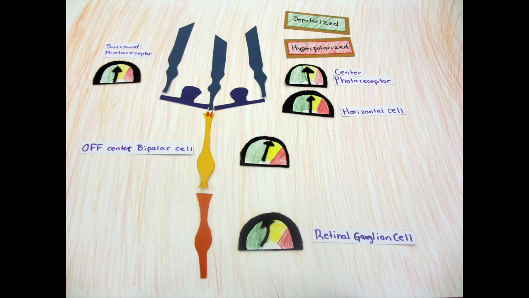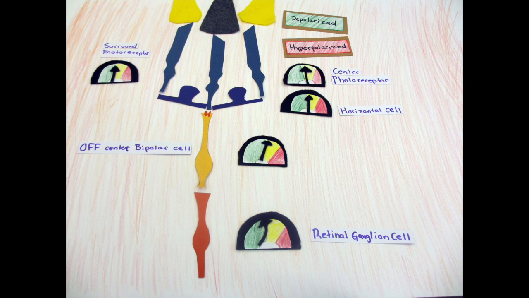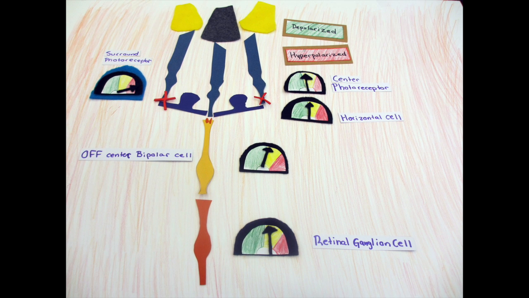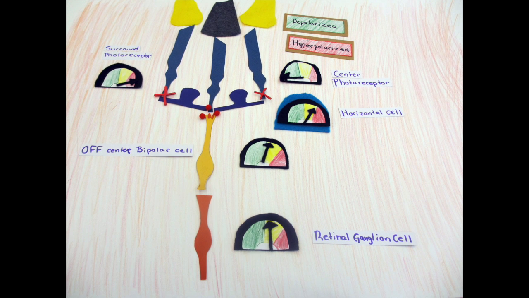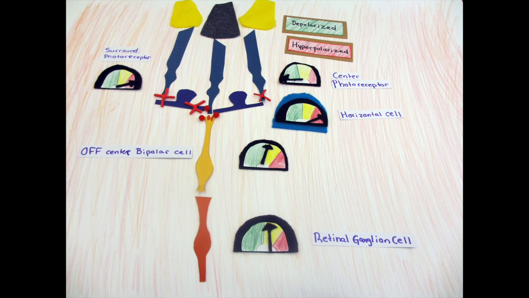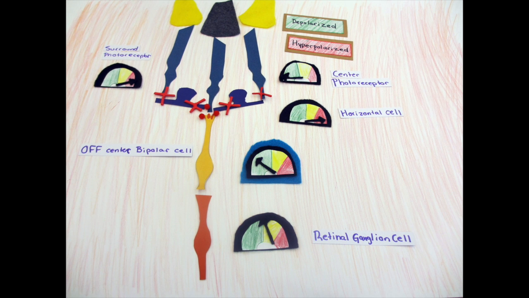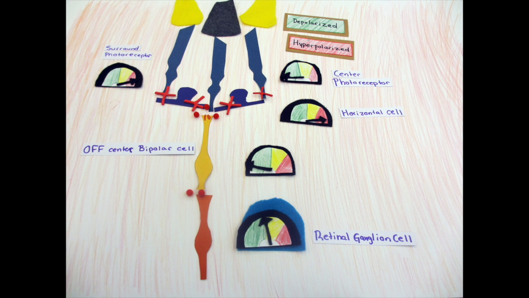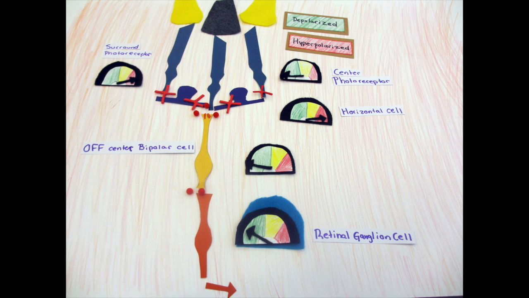In an off-center bipolar cell, when there is no light in the center but light on the surround, photoreceptors hyperpolarize in response to light. The center photoreceptor depolarizes in response to dark or absence of light. This in turn results in the horizontal cells hyperpolarizing. This means the horizontal cells cannot release inhibitory neurotransmitters. The off-center bipolar cell then depolarizes in response to glutamate. When the off-center bipolar cell depolarizes, the retinal ganglion cell depolarizes as well, sending a signal onward.